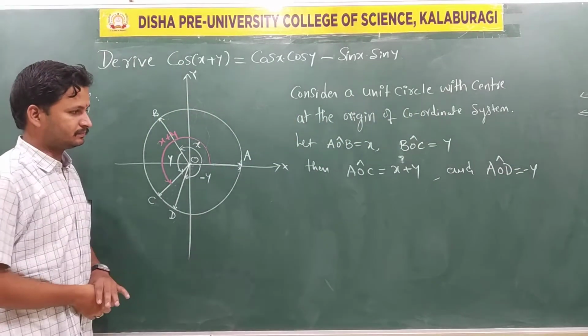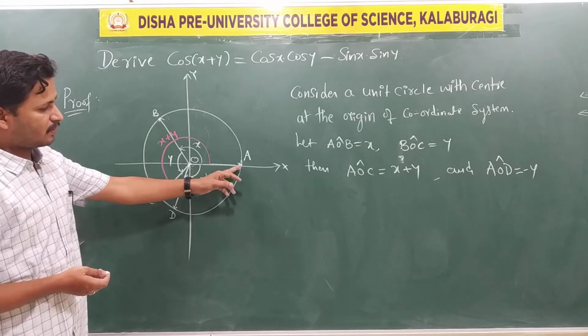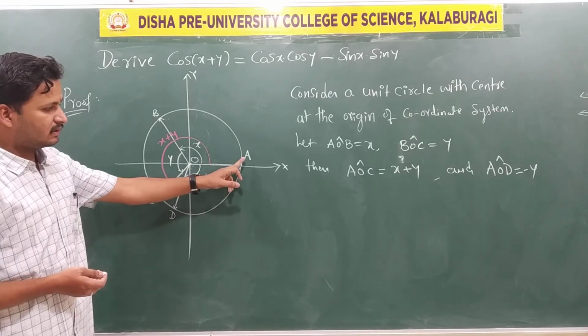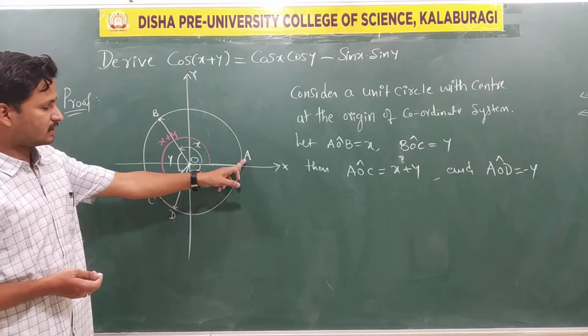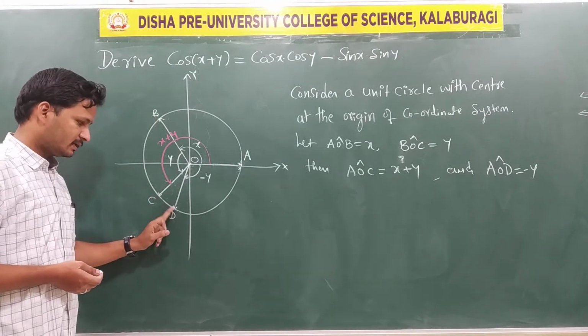Here the initial point is the origin, OA is the initial line. Here A is a point on the circle, B is also a point on the circle, C is also a point on the circle, D is also.